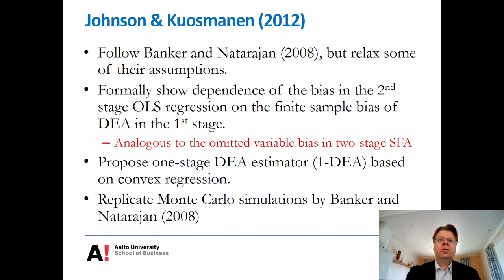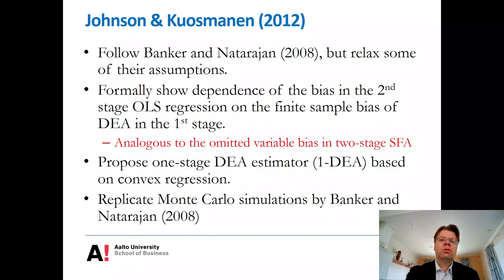Perhaps the main result of that paper is to show that the bias of the second stage regression depends essentially on the finite sample bias of the DEA estimator in the first stage. And in the deterministic case, we know that the DEA estimator is biased. Particularly, of course, if the bias correlates with the Z variables, then we have a similar omitted variable bias of the two-stage DEA. So in my mind, it is quite important to understand that even though DEA doesn't have this kind of omitted variable bias like usual regression, in any case, if there is a correlation between these Z variables that are not taken into account in the first-stage DEA, that can cause finite sample bias in the first-stage DEA and therefore also carry over to the second-stage regression.